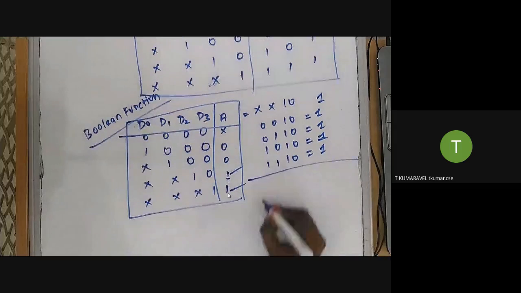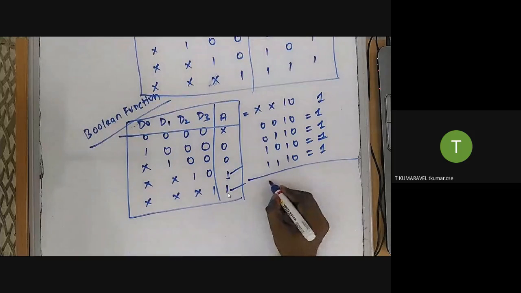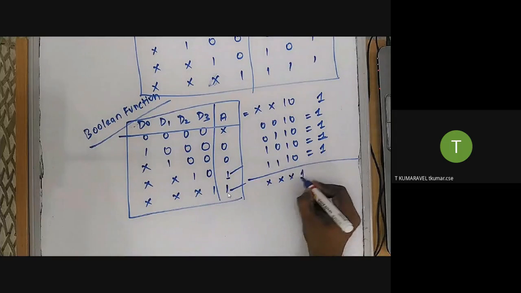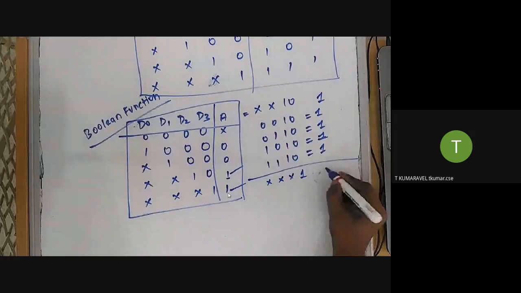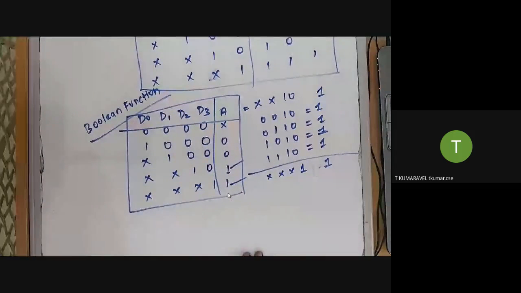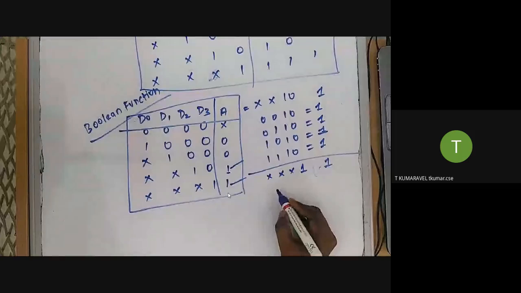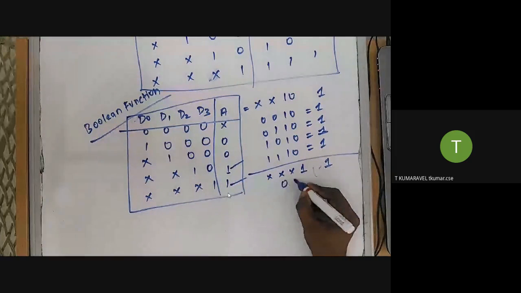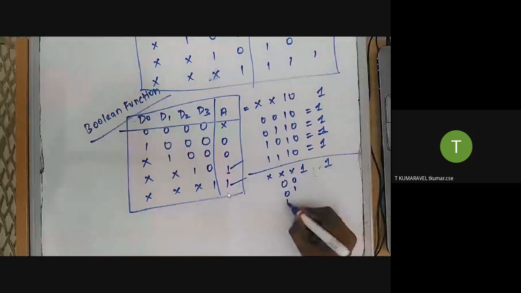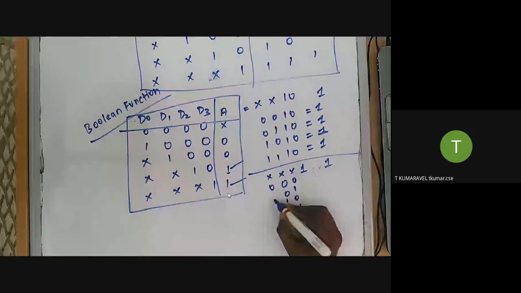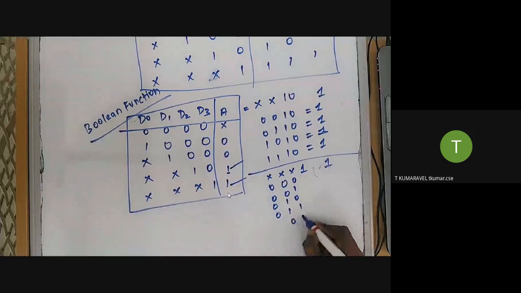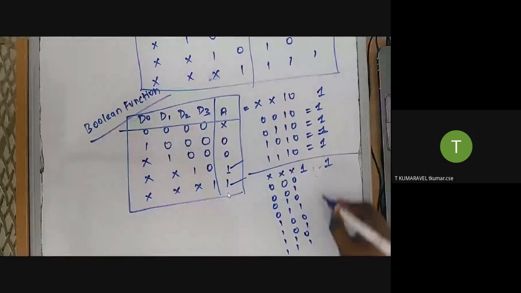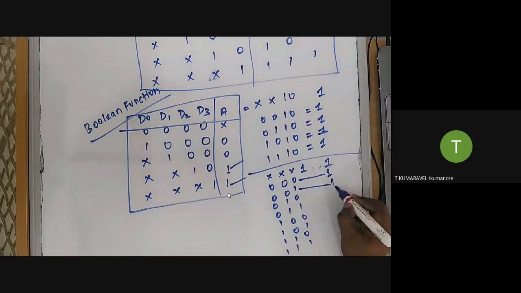Similarly, you take the next one. What is the next one? X, X, X, 1. The output value equal to 1. Here three variables are available. How many input combinations are available? 8. To write all the combinations: 0 0 0, 0 0 1, 0 1 0, 0 1 1, 1 0 0, 1 0 1, 1 1 0, 1 1 1. These are the places the output value equal to 1.